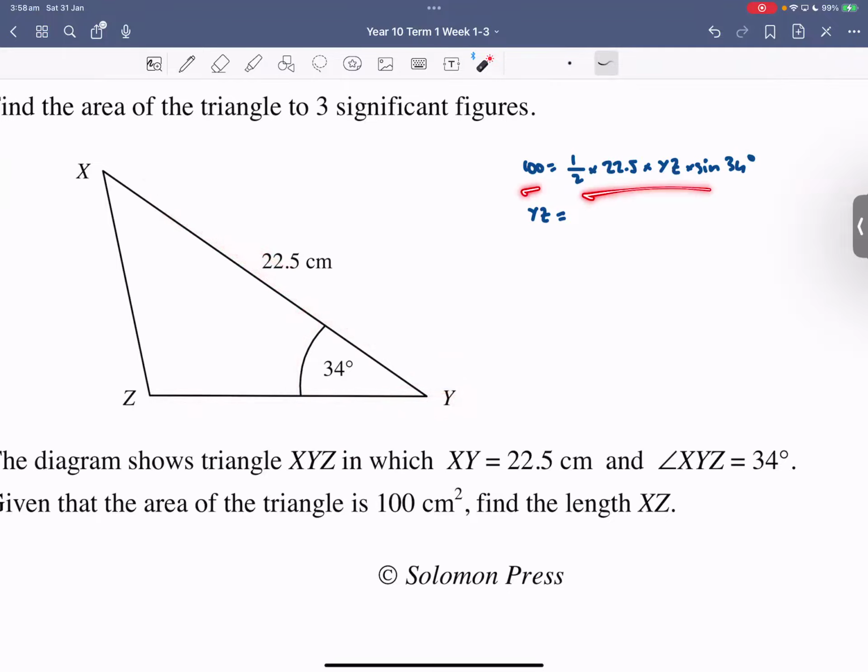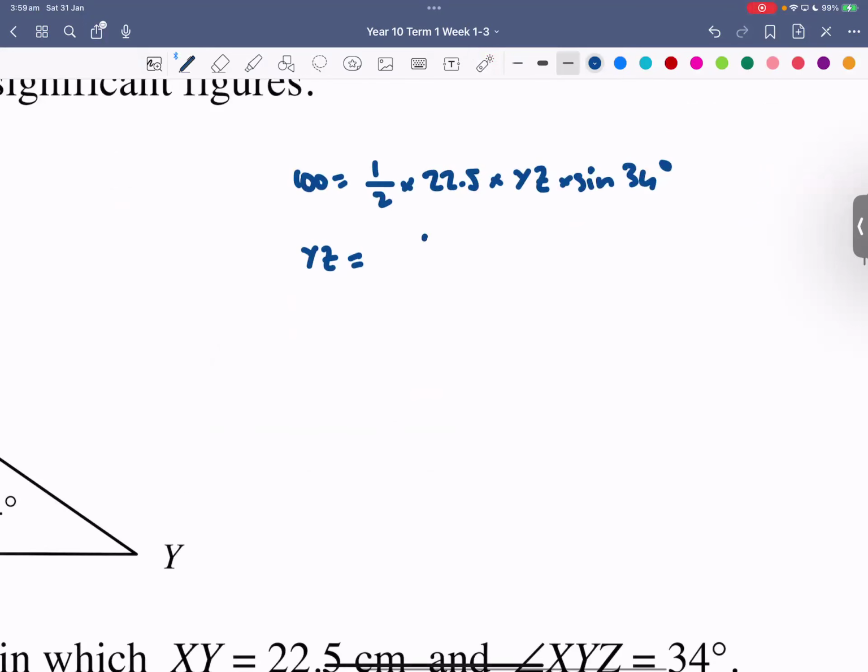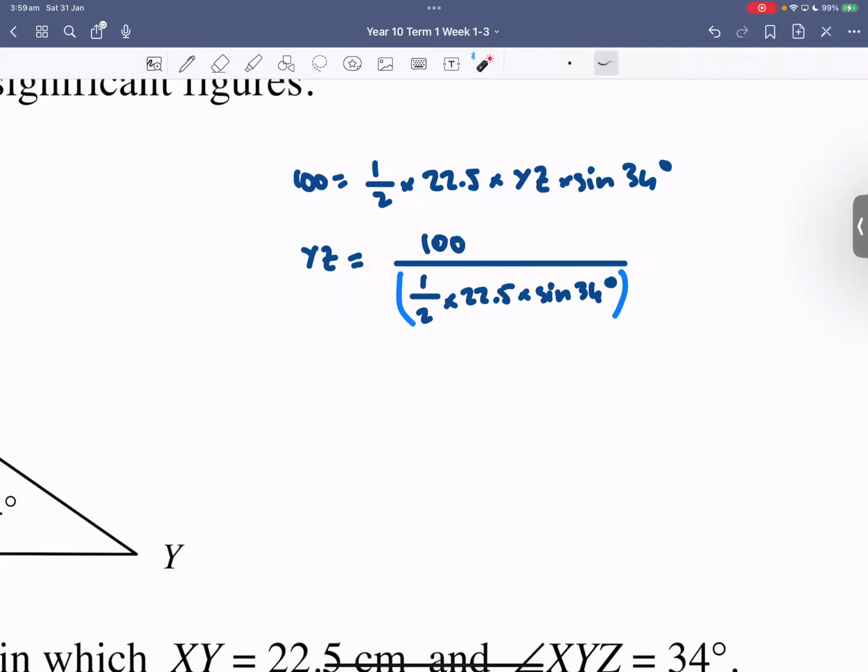Then you just have to bring the 100 to the other side, the 22.5 to the other side, and sine 34 to the other side. If you have zero math skills, you do 100 divided by half times 22.5 times sine 34. If you have a ClassPad, it will do it automatically for you. If you don't, make sure that's in brackets, otherwise it wouldn't do the BIDMAS properly. Make sure that's bracketed if you're using a scientific calculator and not using the fraction symbol. And you've got YZ.